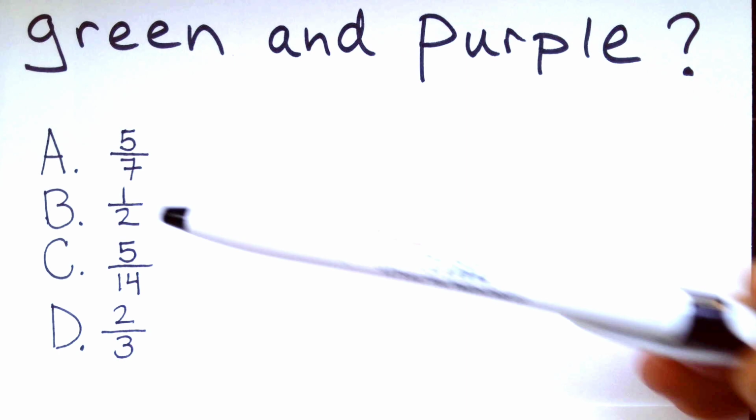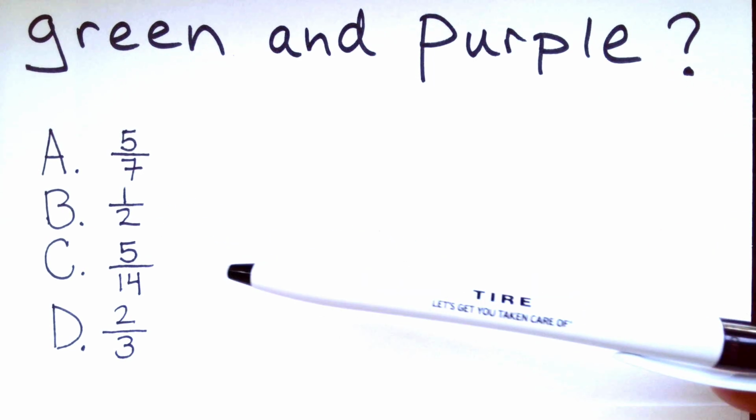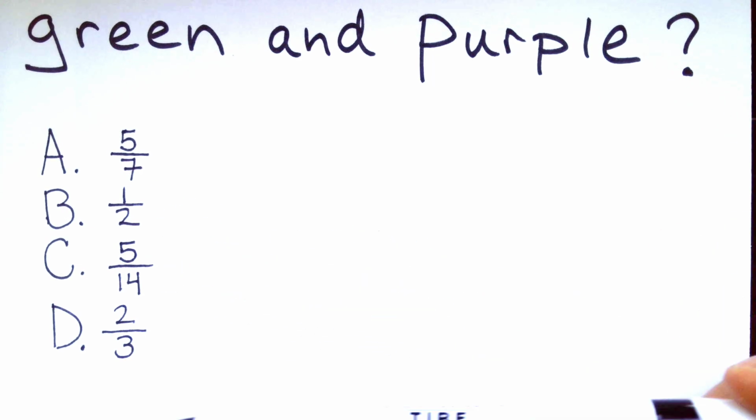Option A, 5/7. Option B, 1/2. Option C, 5/14. Option D, 2/3.